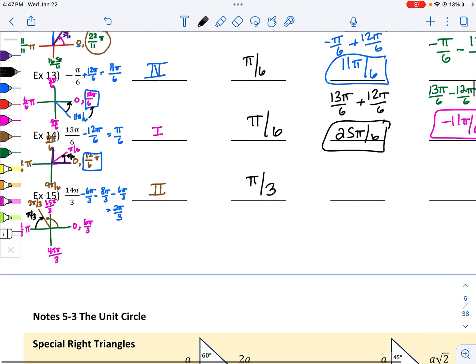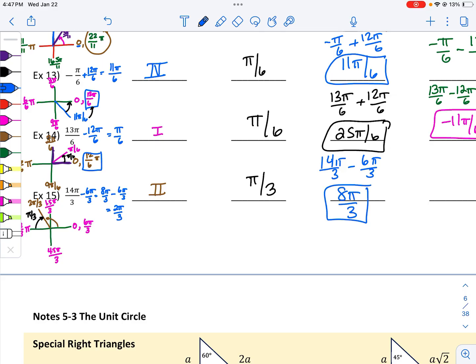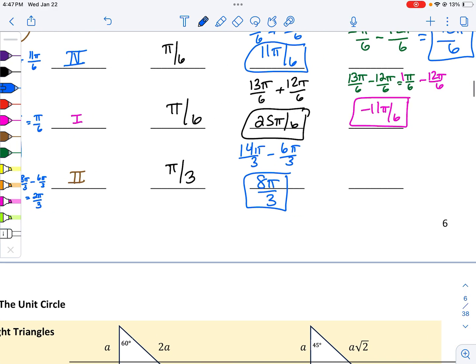All right, so now we find our positive and our negative coterminal angles. So I can take that 14 pi over 3 and I can subtract 6 pi over 3. Well, that gives me 8 pi over 3. So there's one example of a positive.